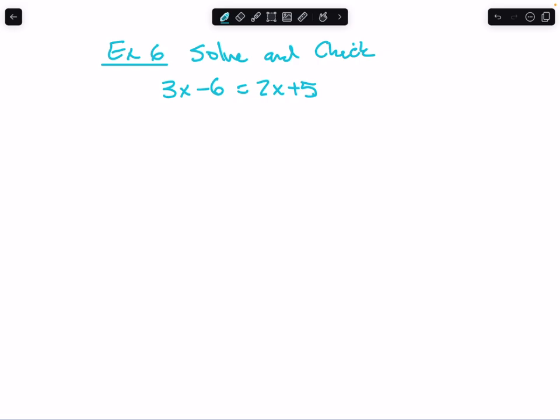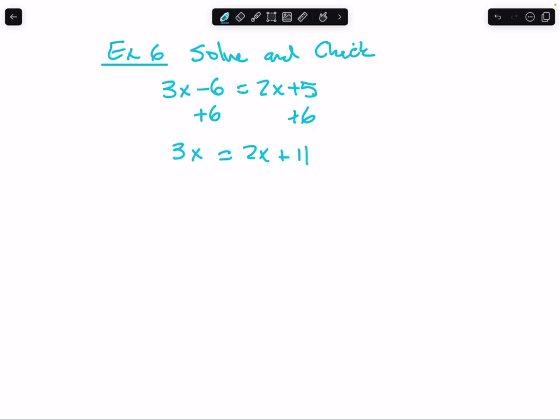So the first thing I want to do is I want to move the numbers to one side, and then we'll move the variables to the other. So the first thing I'll do is add 6 to both sides. So on the left-hand side, I end up with just 3x, so minus 6 plus 6 will cancel. And then on the right-hand side, I have 2x plus 5 plus 6. 5 plus 6 is 11.